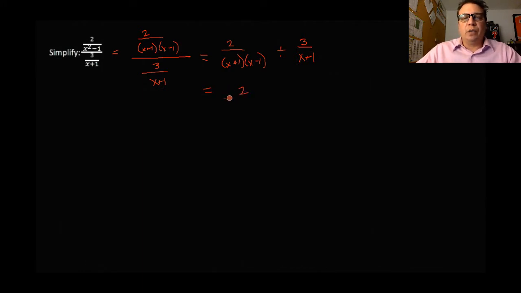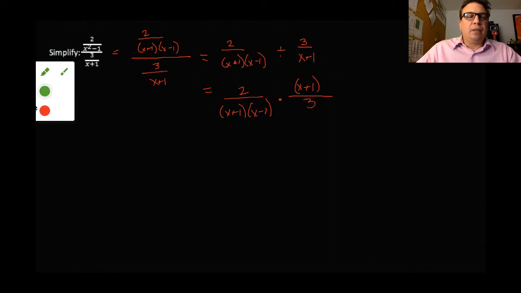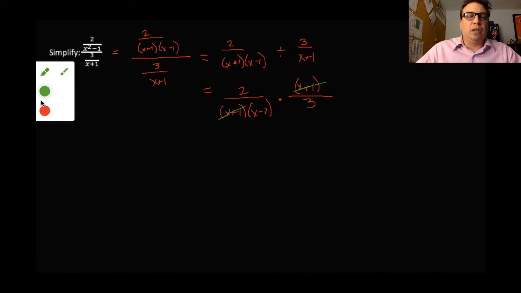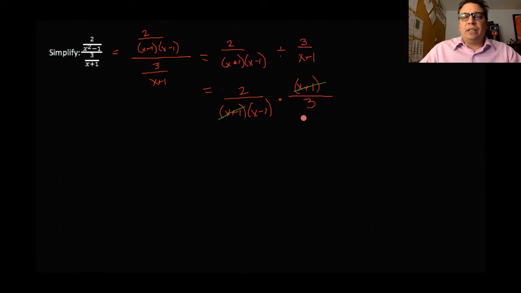So I'm going to have 2 divided by the factors of x plus 1, x minus 1, and then I'm going to multiply by the reciprocal here. So the x plus 1 goes into the numerator, and the 3 is then in the denominator. And like we've done with all of our others, we're going to now simplify by eliminating these x plus 1's, because x plus 1 divided by x plus 1 is just going to give me 1.